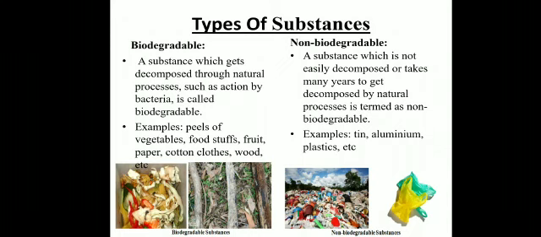Now we have two types of substances. One is biodegradable and the other is non-biodegradable. Biodegradable means a substance which can decompose itself through natural processes, such as by the action of bacteria. For example, peels of vegetables, food stuff, paper, clothes, cotton, something like this. They can decompose naturally, so they are called biodegradable substances.